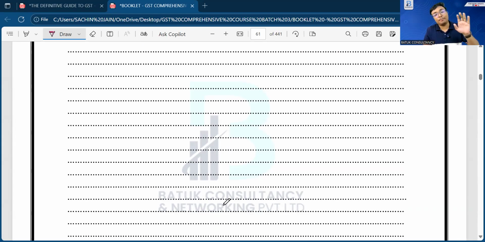Gurmeet sir, yes, if you are supplying taxable as well as exempted, in that case, that will be included.